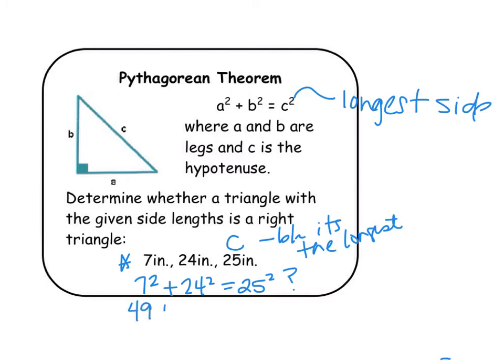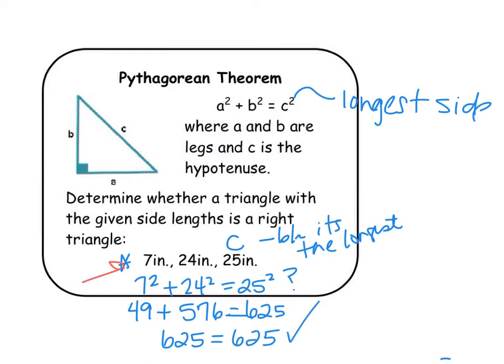So does 49 plus 576 equal 625? And the answer to that is yes. 625 equals 625. So this forms a right triangle.